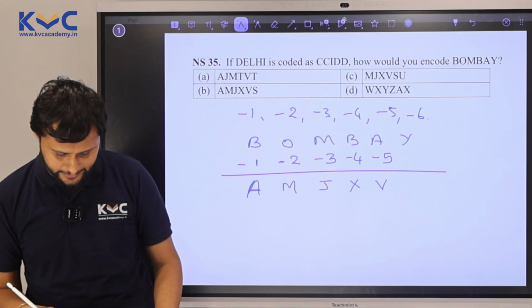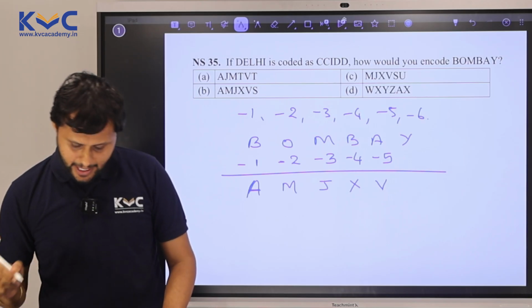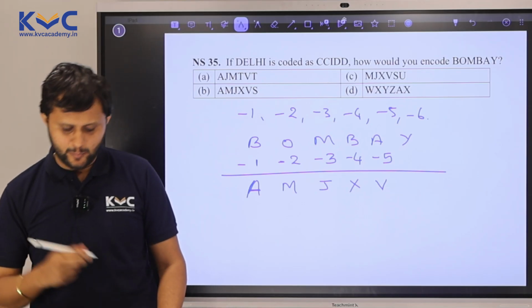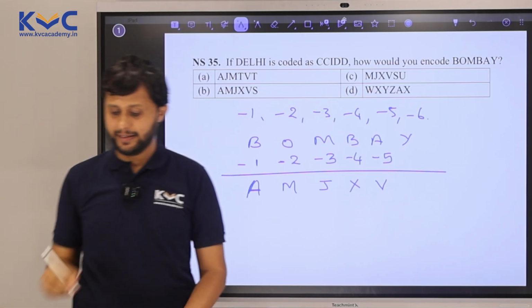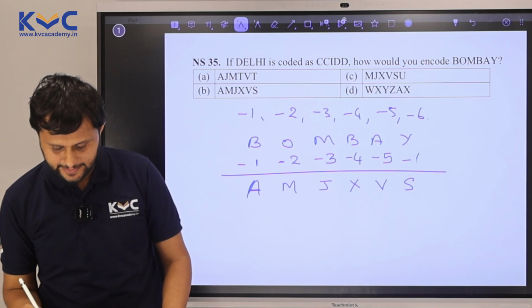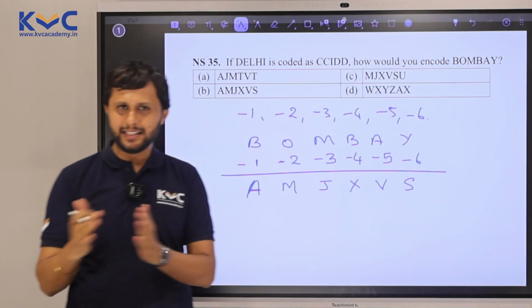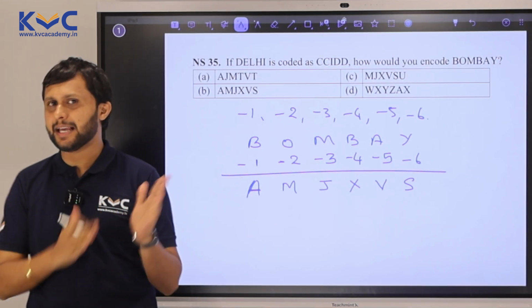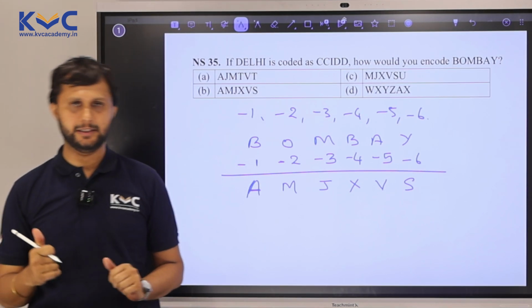Okay, and then the last one we have is Y. From Y we will have to reduce 6 letters, and we get -6 letters. So here it's not the same pattern that is followed. The difference in the letters keeps on increasing as we go further and further.